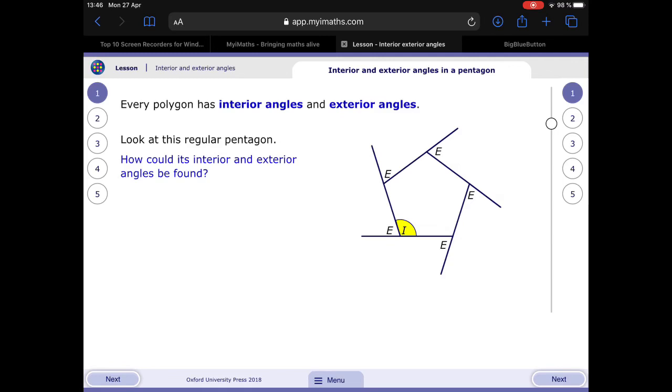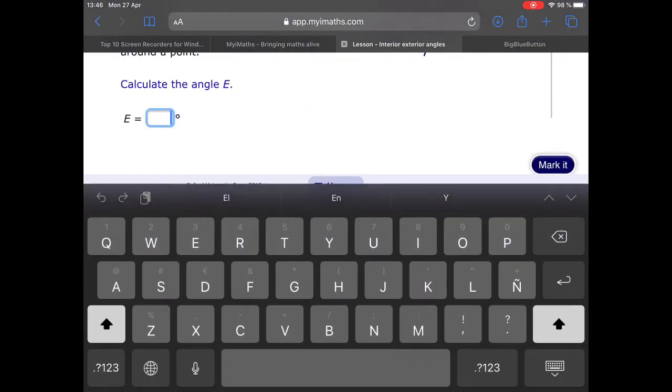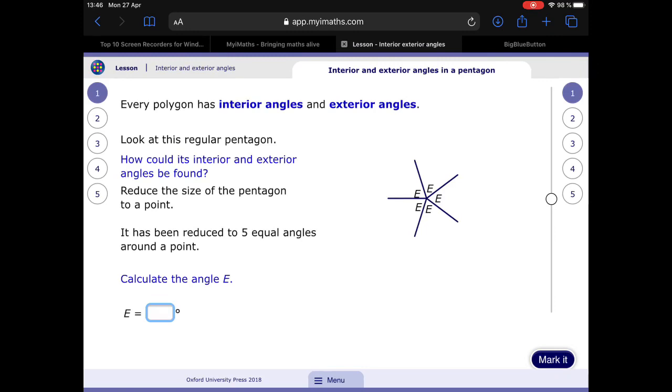And look at what happens here. If I collapse the pentagon, look at what's happened. All those exterior angles go around a point. And what do we know about the angles around a point? Well, they add up to 360 degrees. So we can conclude that all exterior angles in a regular polygon add up to 360 degrees. There you go.